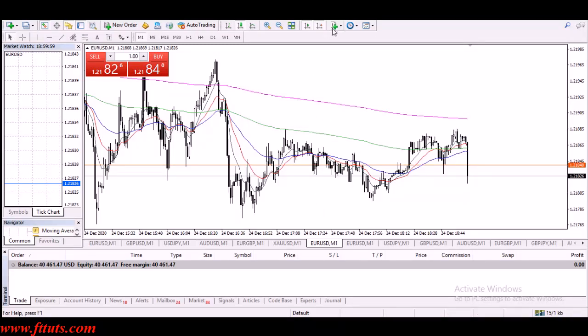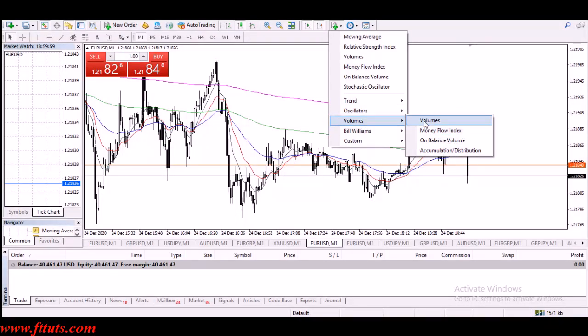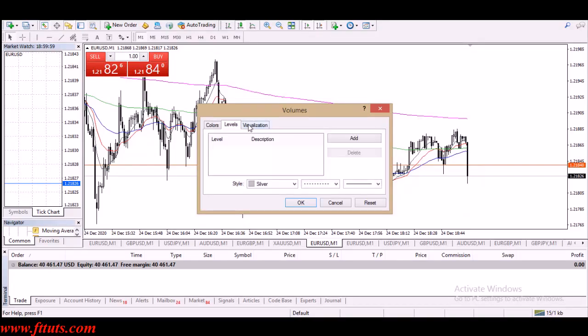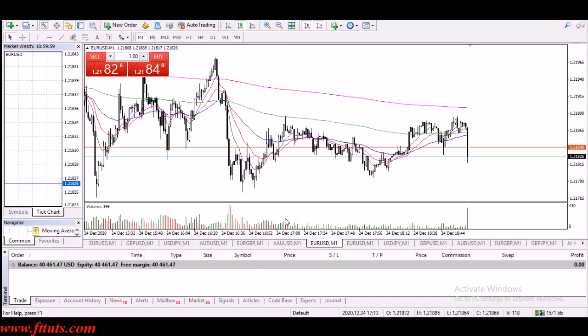You will also be using volume indicators, so you go here to volumes and you select volumes. Do nothing, keep it on default, just click on OK. Here you have the volume. What you also need is the EMA 20 applied to volume.